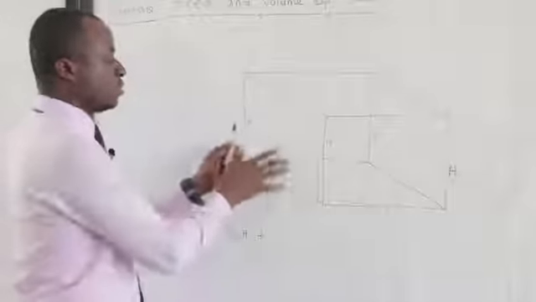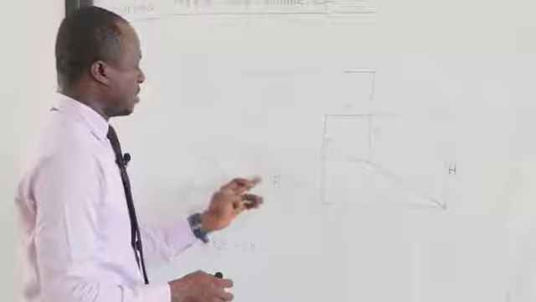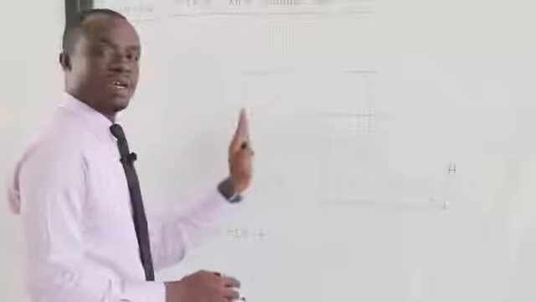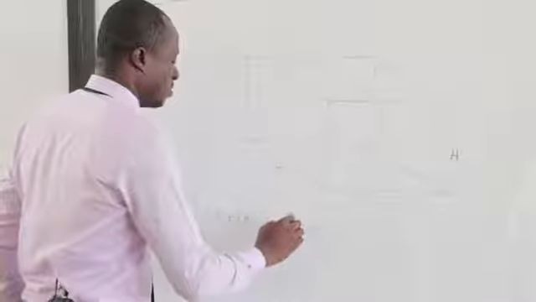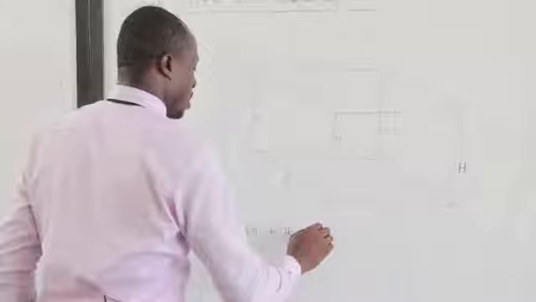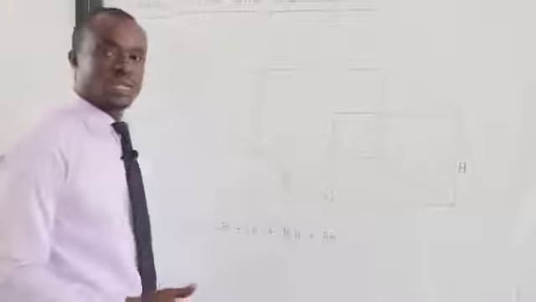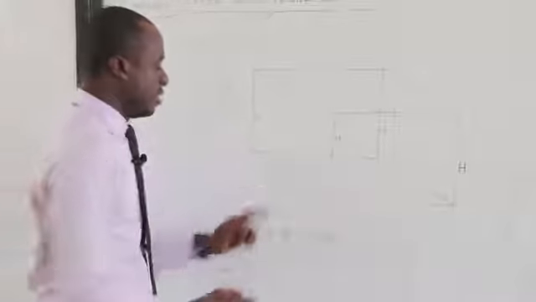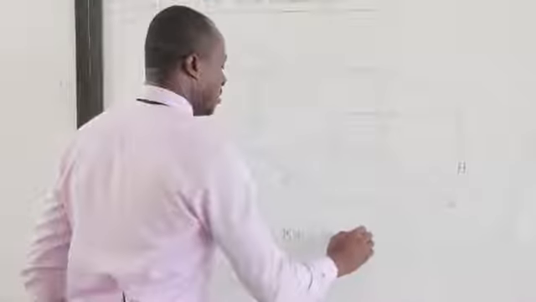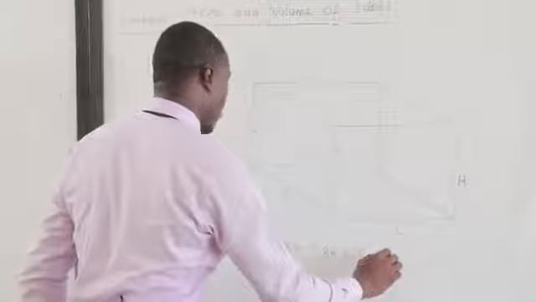Then let's also come to this side. How do you find this? The area of this rectangle is B times H, and the same as the other one over here, so another B times H. Now, what is the last one that is left? I want to find the base. The base is L times B, and it's the same as the top one, so plus LB.